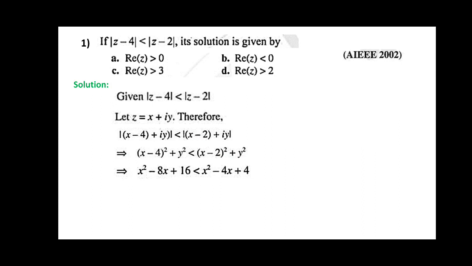Now we can simplify this. First cancel x square and x square on both sides, and minus 8x can be transferred to the right hand side and 4 will be transferred to the left hand side. Therefore, it will be 12 is less than 4x. Now we can divide both sides by 4. So we will get x is greater than 3.